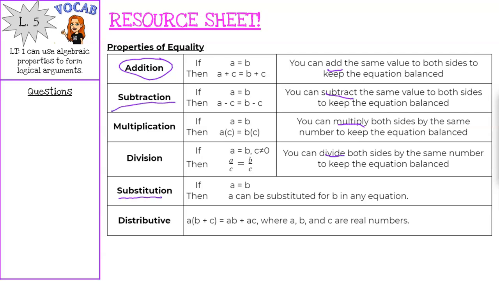We also have the substitution property of equality, which means if A equals B, then A can be substituted for B in any equation. Or if x equals 7, I can substitute the number 7 in for x in any expression or equation. The distributive property we've also worked with. 2 times the quantity x plus 7, you can distribute the 2. That is also one of our algebraic properties.